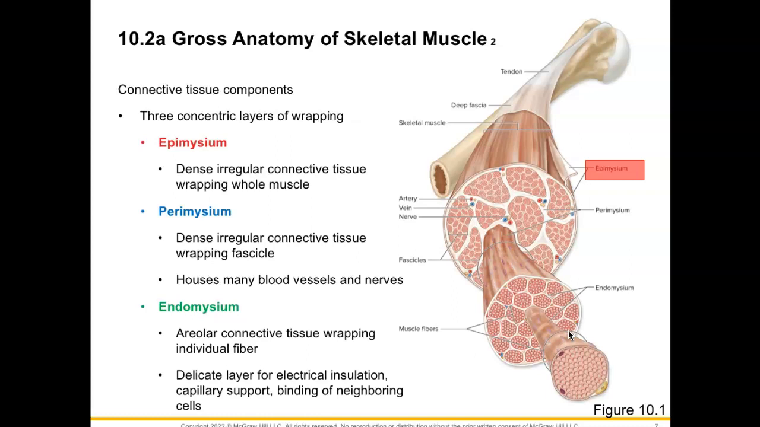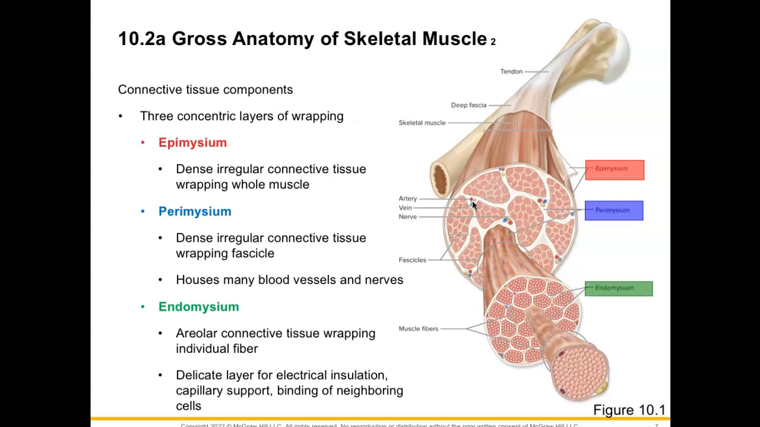Next, moving in deeper, we have a perimysium. And this perimysium is also made up of dense, irregular connective tissue and will serve to wrap around each of the muscle fascicles. We'll also see within this perimysium, we have lots of these blood vessels and nerves coursing through to serve the muscle. And lastly, the innermost connective tissue compartment is going to be an endomysium.